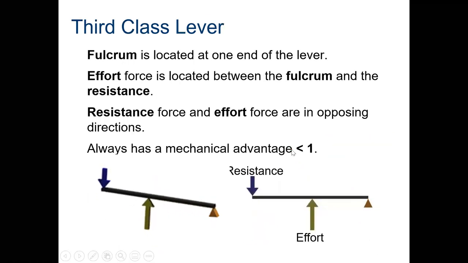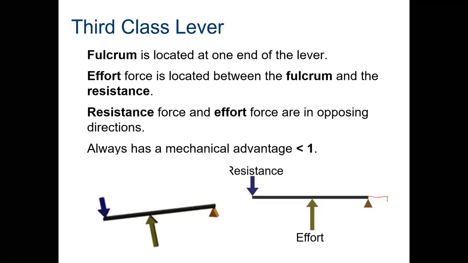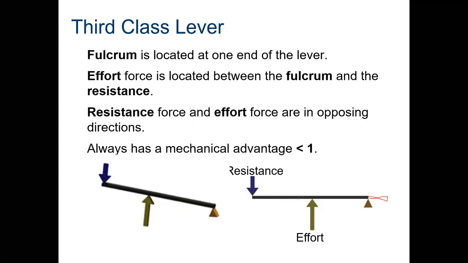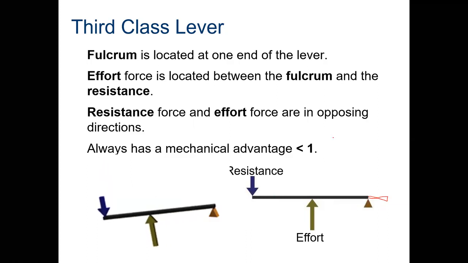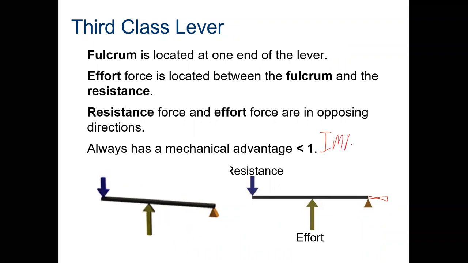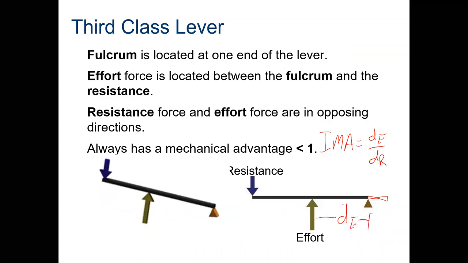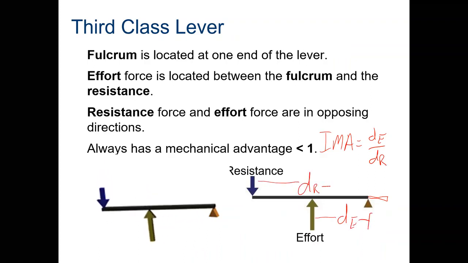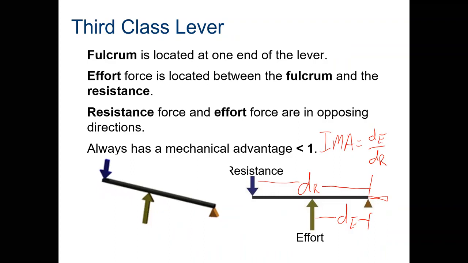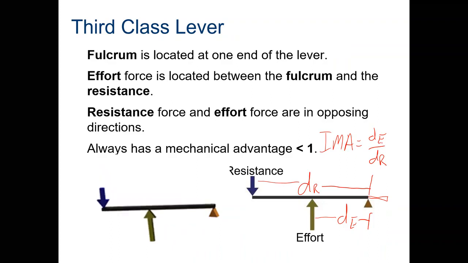If we have a third class lever, it's the same setup. Again, you could have a little bar extending out here, but this time your resistance force is on the outside and your effort force is between the resistance and your fulcrum. So again, IMA is equal to dE over dr. Well, if dE, distance effort, is always less than dr, distance resistance, then this fraction is always going to be less than 1. So a third class lever always has a mechanical advantage of less than 1.